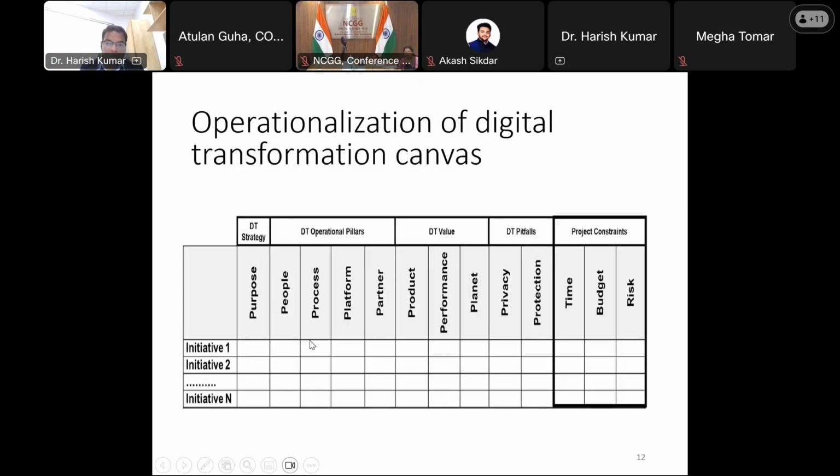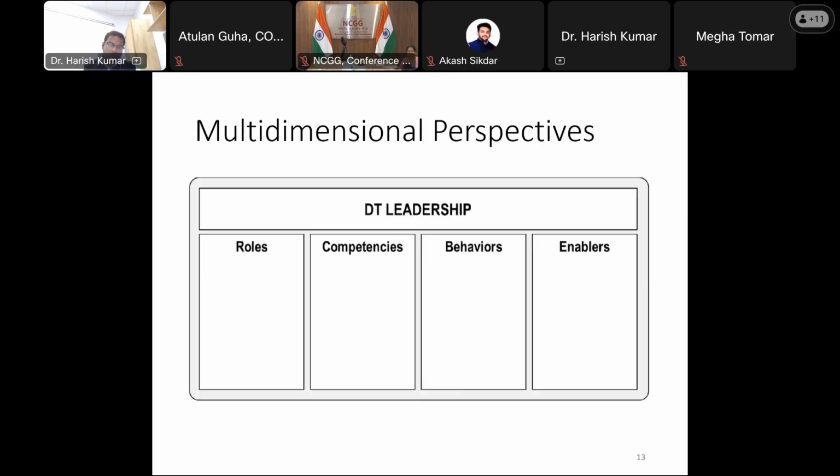Now we talk about how we are going to write the initiatives, like initiative 1, initiative 2. Digital transformation is the integration of multiple digital projects in a strategic way to achieve some objectives, or some digital visions of India, let's say 2030, 2035 or 2047, right? So we can think about all the key elements along with the project constraints, time, budget and risk, and we can quote all the initiatives that we have started from multiple government systems, or I can say multiple ministries or multiple teams.